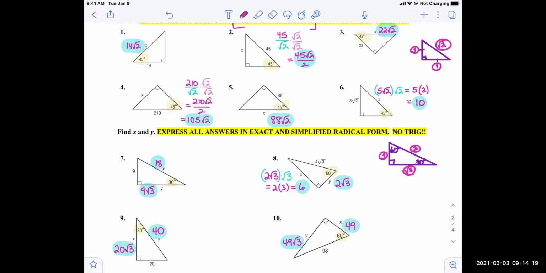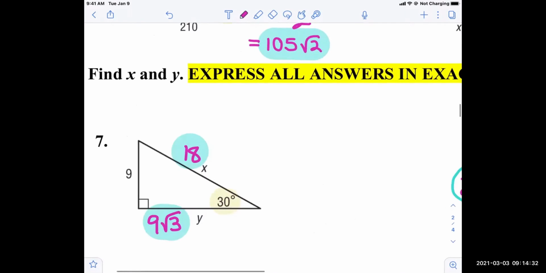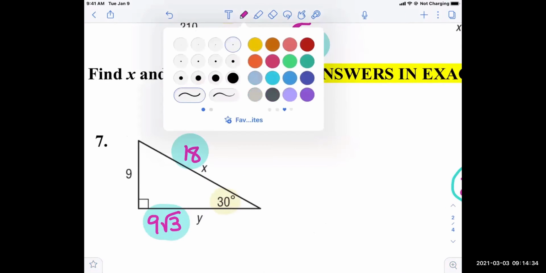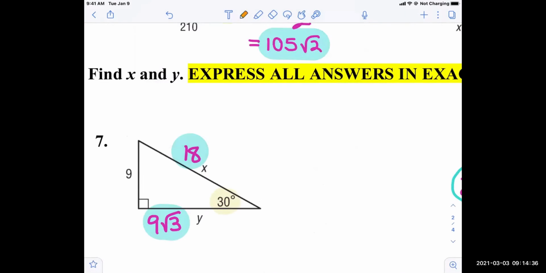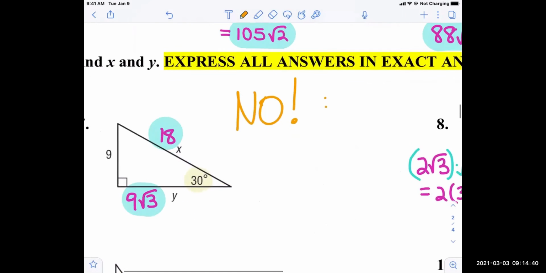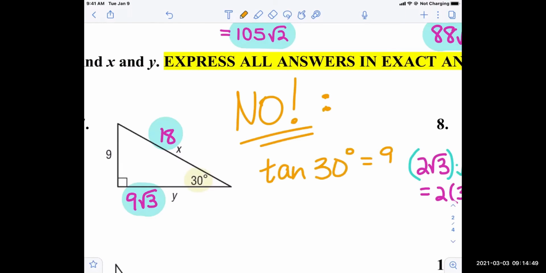When I give you the hypotenuse that's not a nice number, or I give you the long leg that's not a nice number, those are usually going to require more work. But again, I'm going to emphasize here, do not do this. If I ask you to find y, and you do the tangent of 30 degrees is 9 over y.